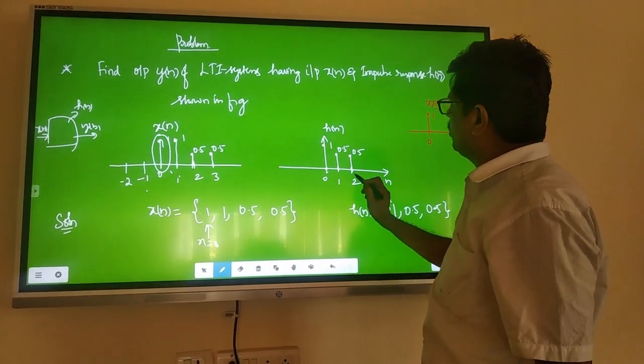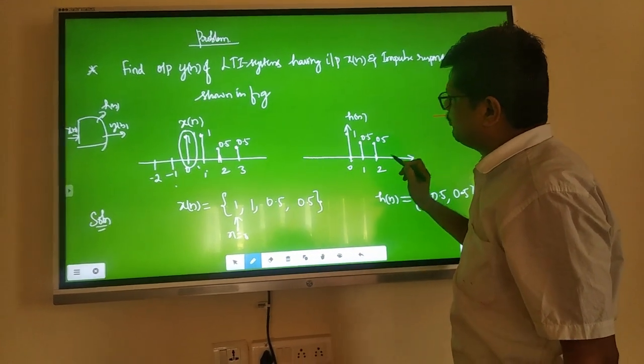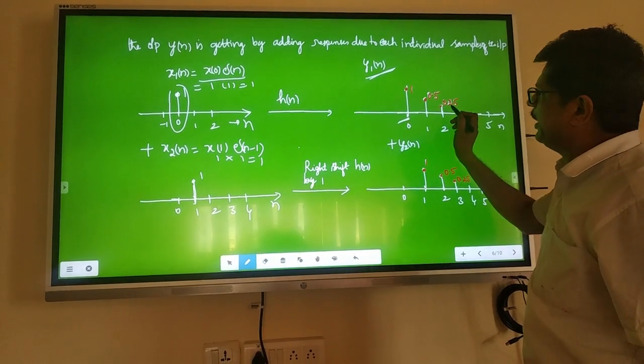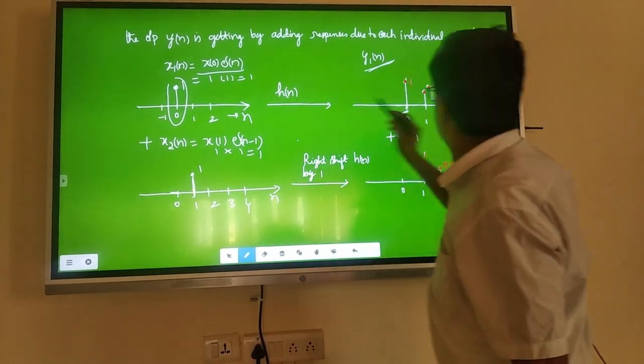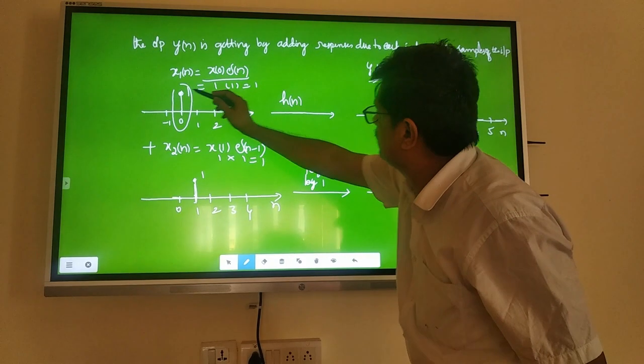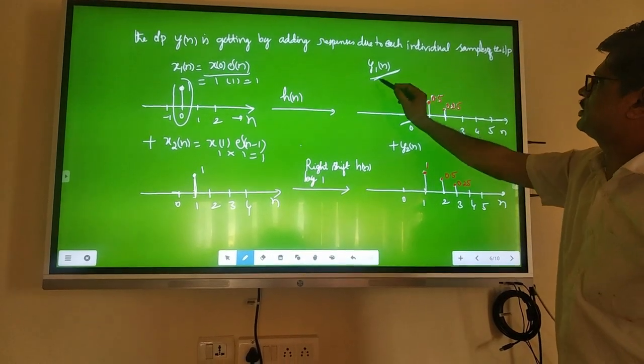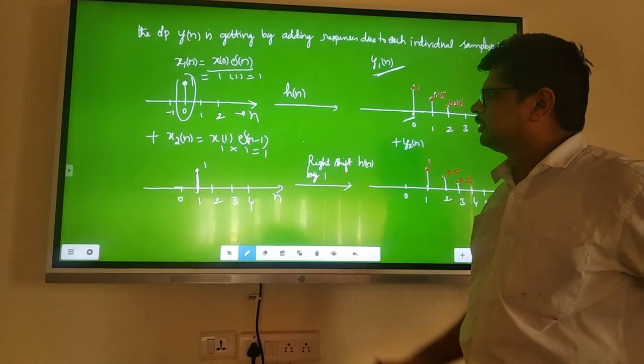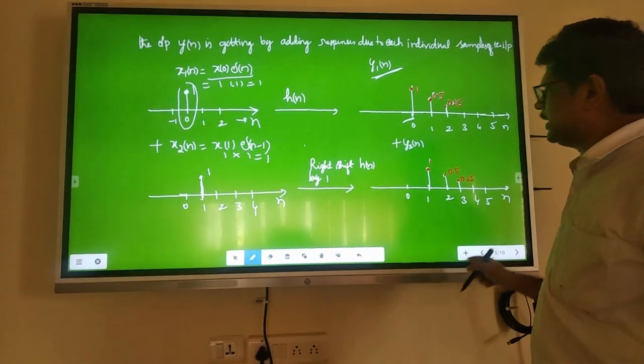Then at 2 its value is 0.5. 0.5 into 1. Now next, see, that 0.5 into this 1 is nothing but 0.25 into 1, which is 0.25. Therefore this is what y1[n] is. Similarly, go for x2[n], for example.